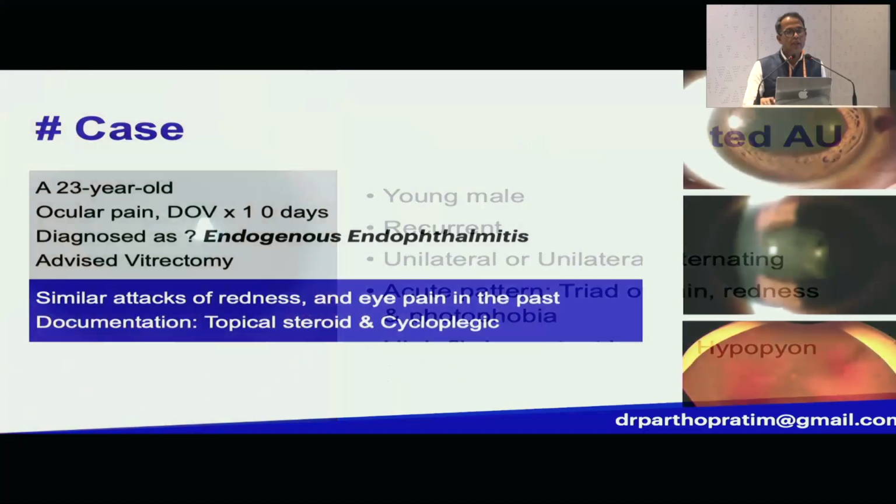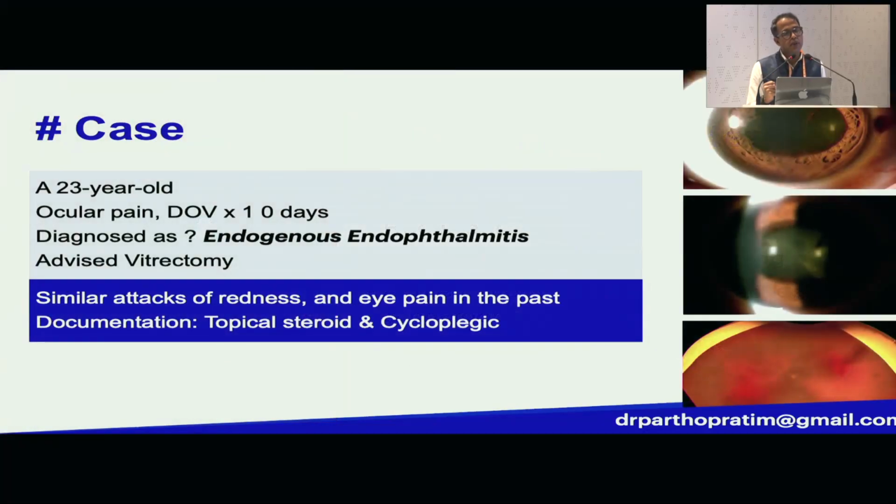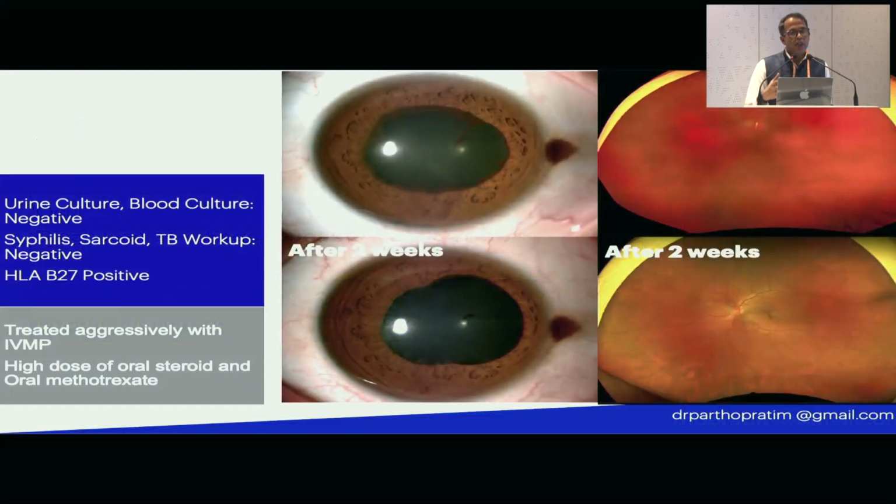Now, I'll show you a case here: a 23-year-old presented with ocular pain and diminution of vision for 10 days and was diagnosed elsewhere as endogenous endophthalmitis. Why endogenous endophthalmitis? There was severe anterior chamber reaction and severe vitritis. So the patient was advised vitrectomy. When we took the history, the patient gave a history of similar attacks of redness and eye pain in the past, and documentation showed that he was earlier treated with topical steroid and cycloplegic. We sent the patient for urine culture and blood culture, which were negative. All laboratory workup was negative, but HLA-B27 was positive.